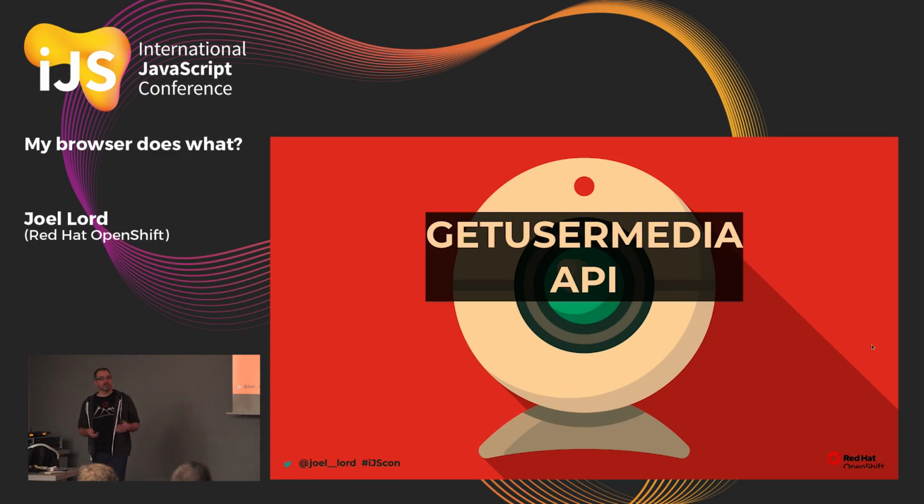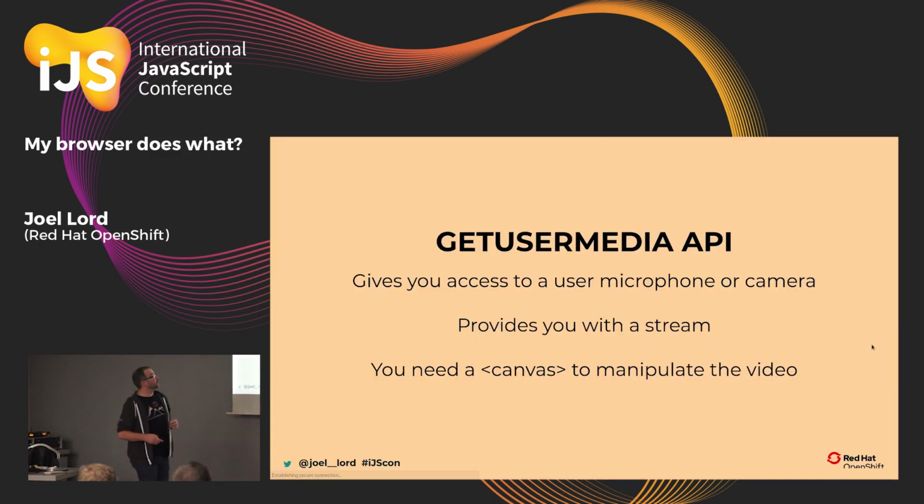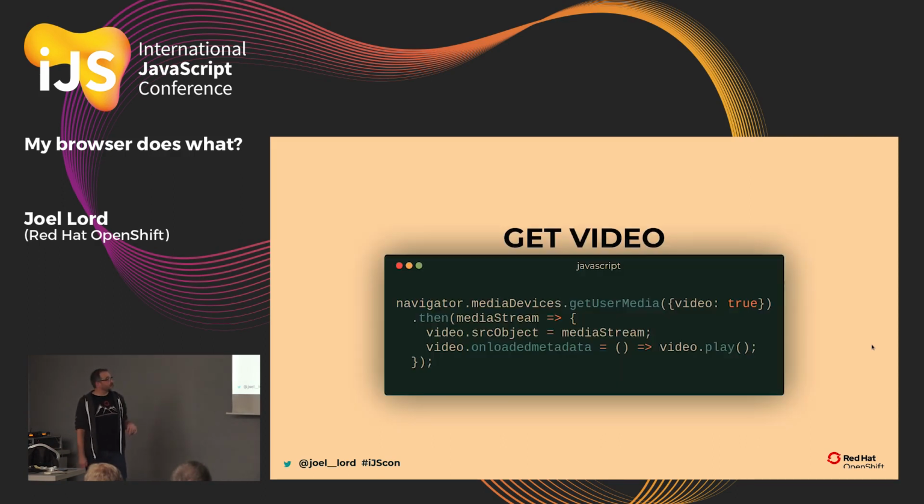Get user media. Also a fun one. Get user media will give you access to a user's microphone or camera. So it will provide you with a stream of information that you can use either with a canvas or different things, and then you can manipulate a video or the sound that you receive. We'll look at the audio API afterwards, but we'll take a look at the video here.